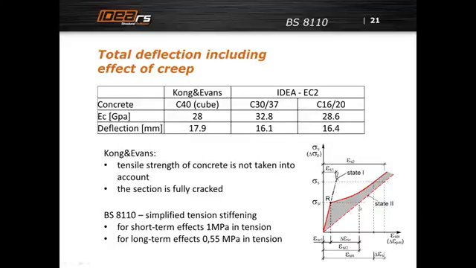You see this state 2 is the response of the bare bar, and the shaded, or gray, area is the effect of tension stiffening, which means that the deflections calculated according to Eurocode will be lower, smaller than the deflections calculated by British standard. And I would also say more realistic.